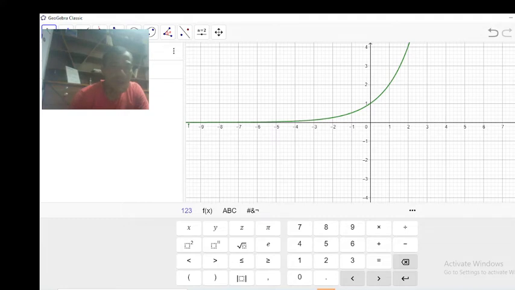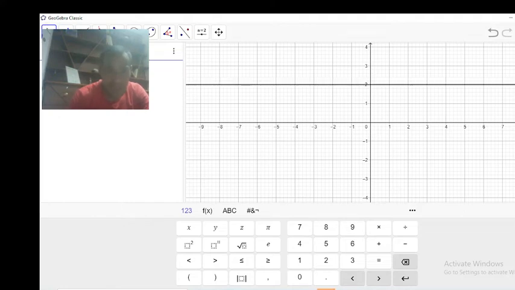I will erase this one. 2 to the power minus x. No. Okay, I will delete this and do it again. y equals 2 to the power minus x. So the curve will be like that.